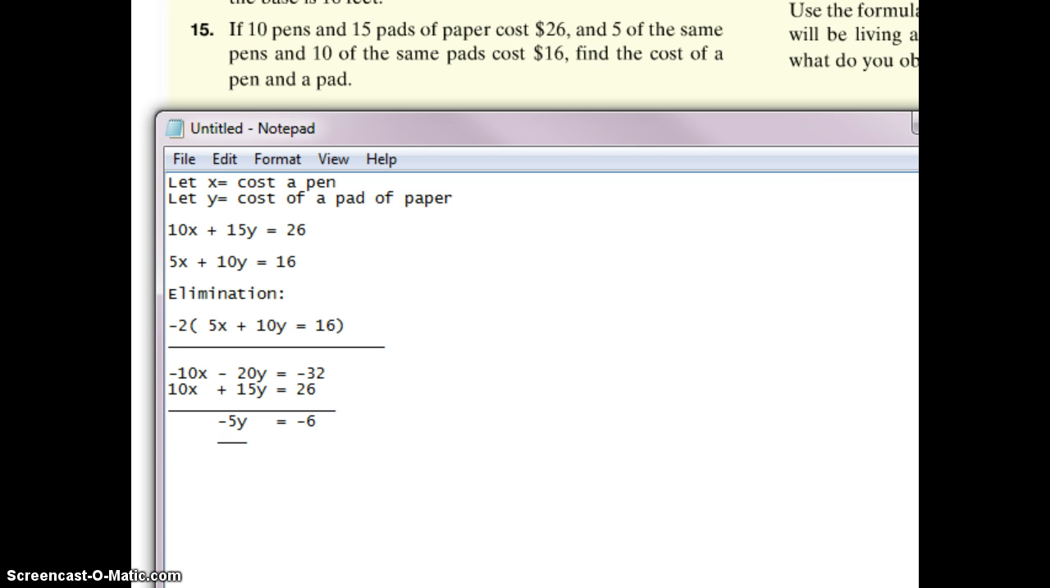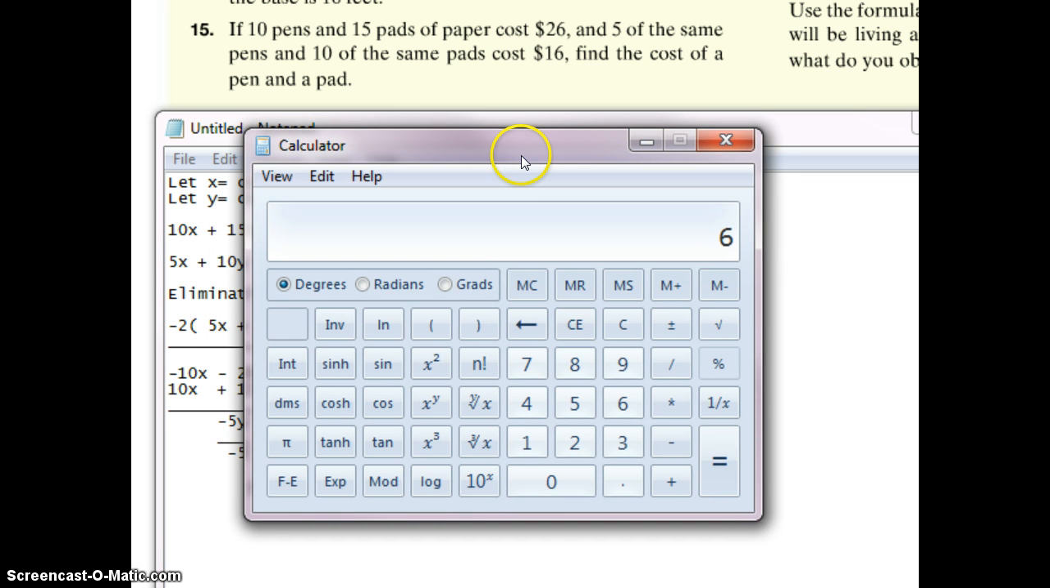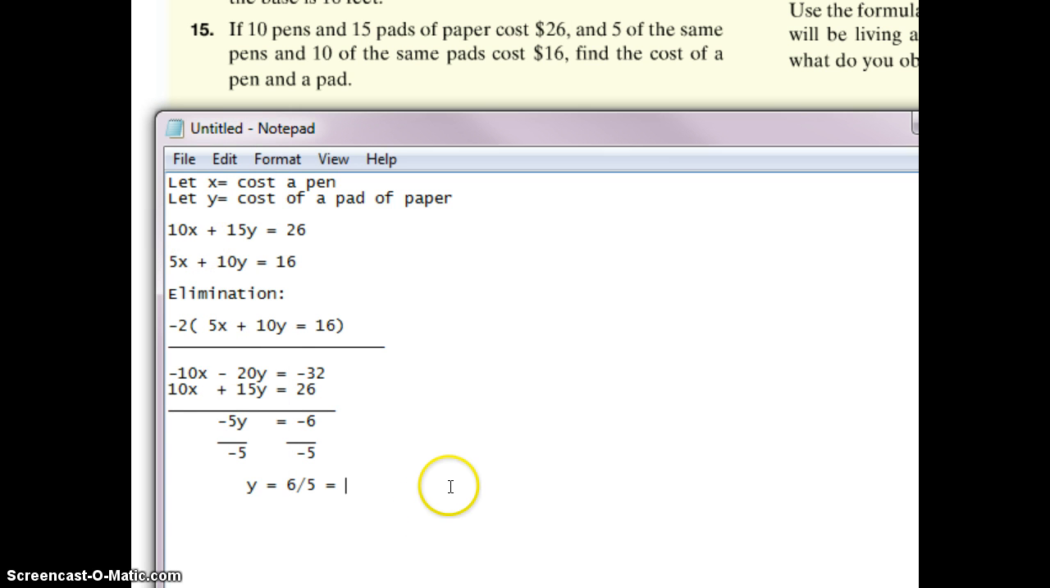So we'll do that. I'm sorry, my typing's a little bit slow here. So what I'm going to get overall is y equals, the two negatives will divide off, 6/5, or 6/5 is, there's my calculator, 1.2. In this context, 1.2 is going to make the most sense since we're talking about money. We're actually going to say that would be $1.20.